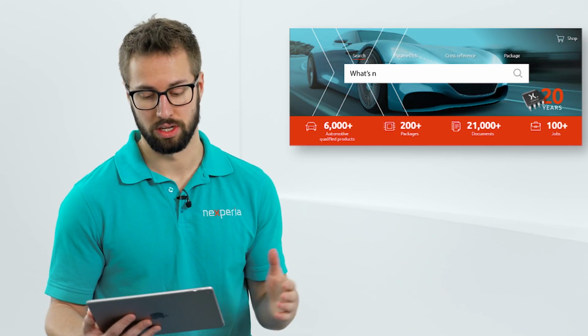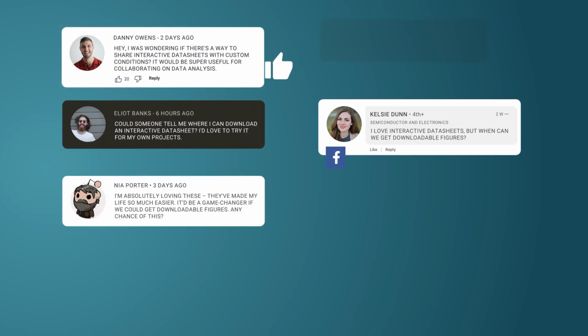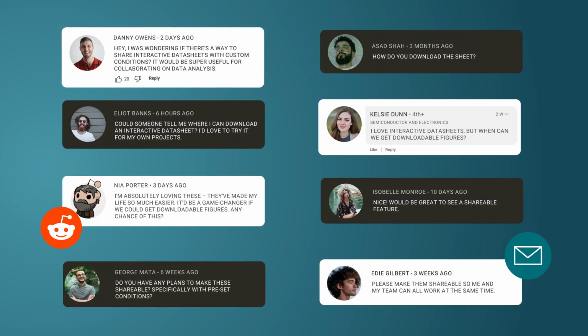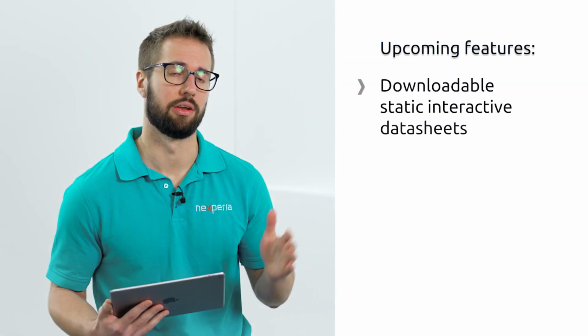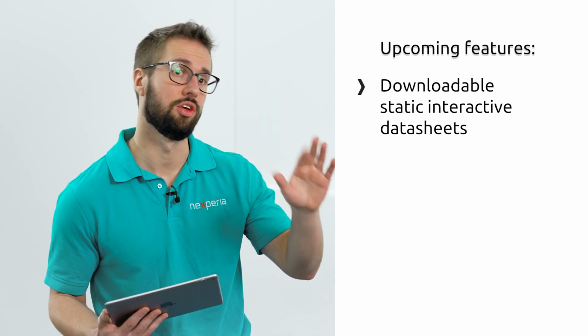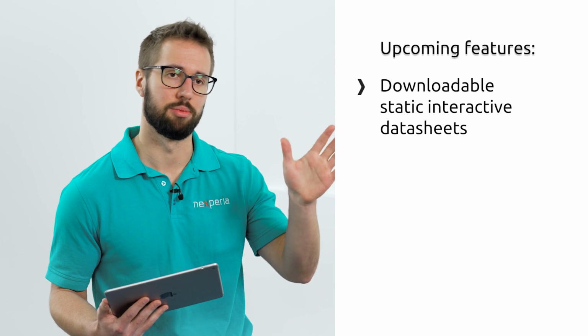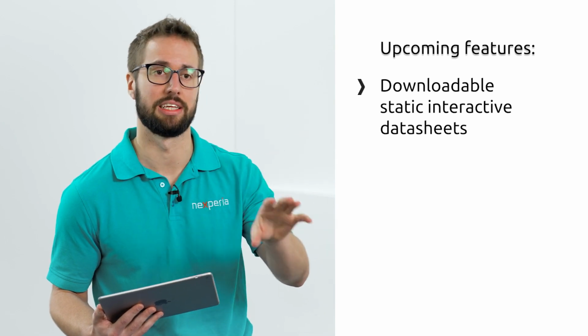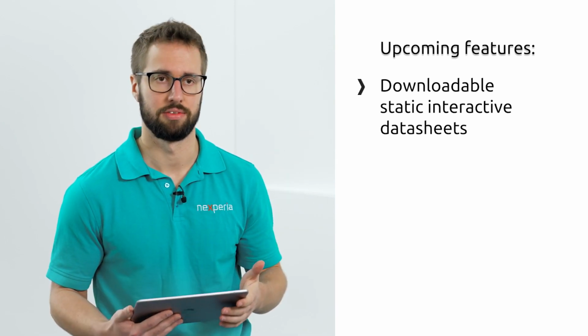So on to the next question, what's next for interactive datasheets? We've gotten a lot of really good feedback and quite some nice feature requests, and we have started implementing some of these features already. Some of these features are, for example, downloadable static datasheets. That's basically where you can take an interactive datasheet, interact with it, set up your custom conditions, and then download a static version of it for yourself.